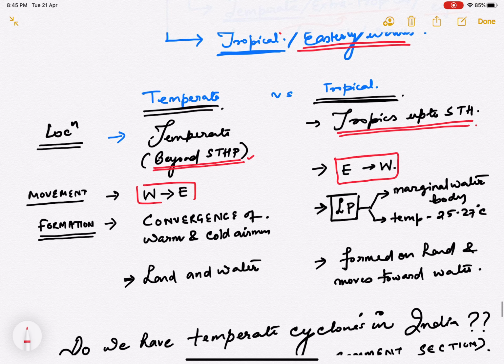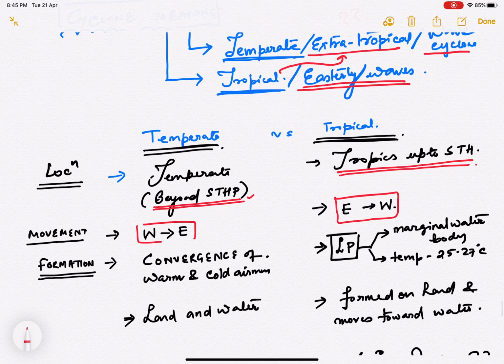Next, formation. You can see that the temperate cyclone is formed because of the convergence of the warm and the cold air mass. Whereas the tropical cyclone is formed because of the low pressure in the marginal water bodies where the temperature is between 25 to 27 degrees centigrade. What are the conditions? We'll be discussing it in another video.